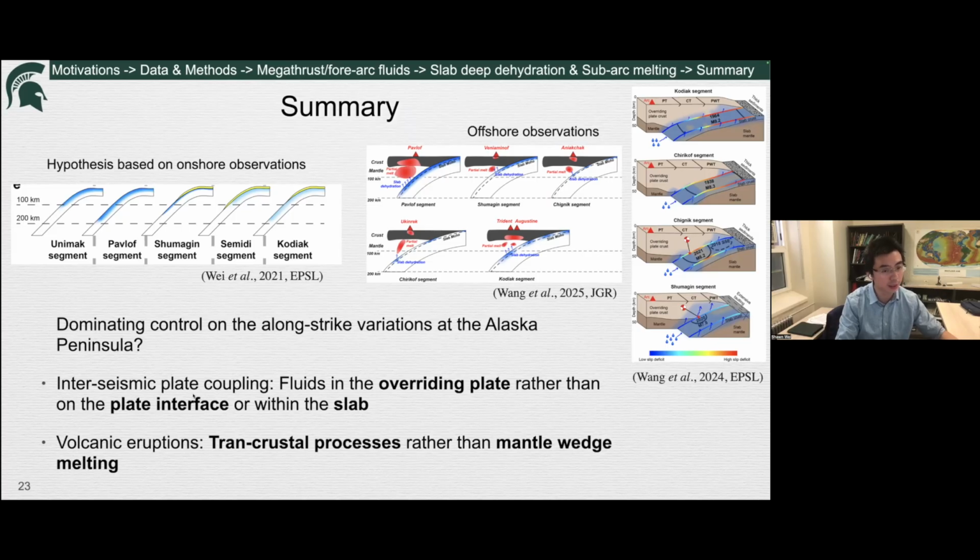In terms of interseismic plate coupling, the fluids we believe, at least in Alaska, are more important in the overriding plate compared to those on the plate interface or within the slab, modulating plate coupling. And for volcanic eruptions, we believe the transcrustal processes are probably more important than the mantle wedge. So these are lessons I learned, and I know this is a seafloor observation seminar, so all the offshore observations can always revolutionize or change our ideas. That's the end of my talk. Thank you.